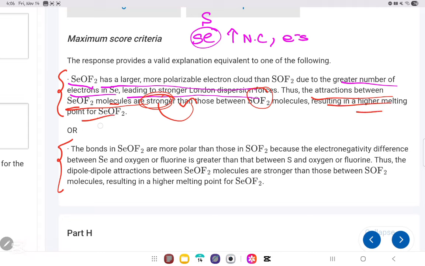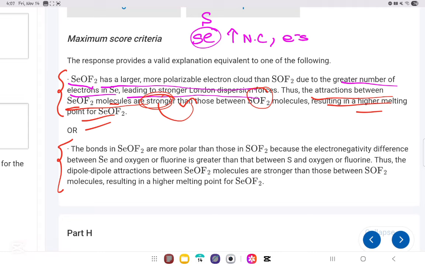Now, this is if you take into consideration the London dispersion forces. And then if we're checking the electronegativity, I don't know if they will give us the periodic table with the electronegativity, because we don't need to memorize them. In Sabas, we don't need to memorize them.